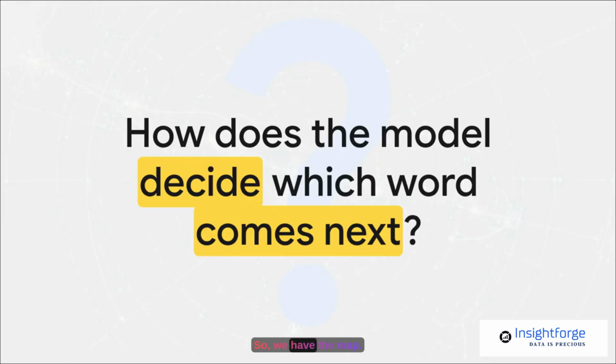So, we have the map. We understand how meaning gets encoded as a location in space. But a map doesn't tell you which path to take. How does the model navigate this incredible landscape to choose the perfect next word and build a sentence that actually makes sense? Well, that's the question we'll explore in our next explainer.